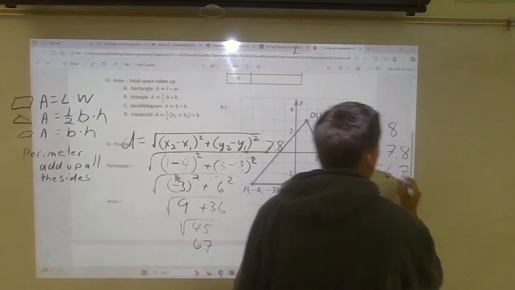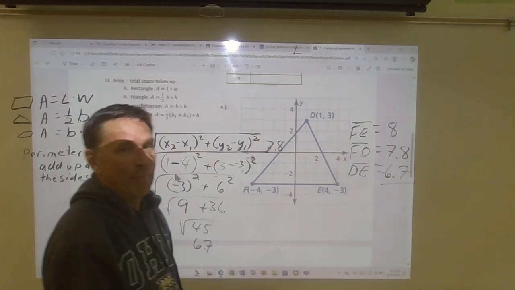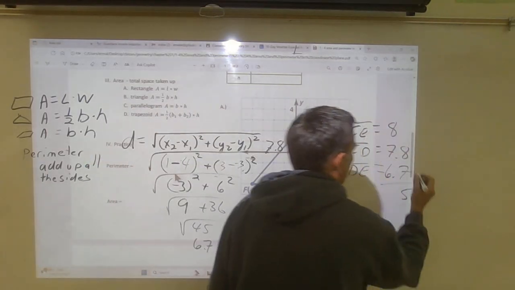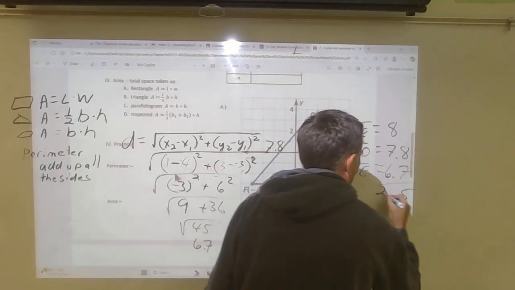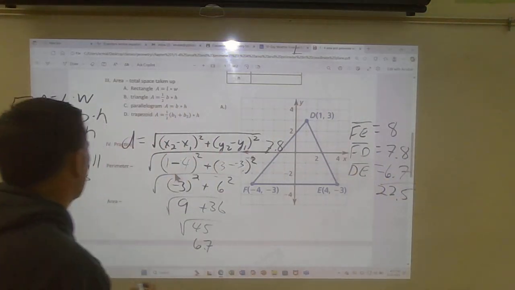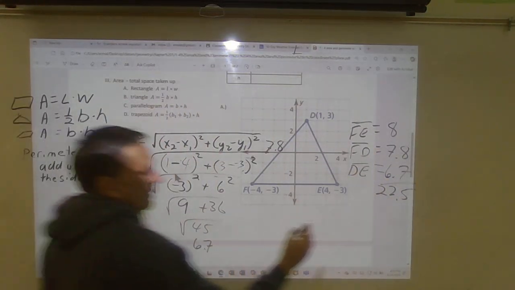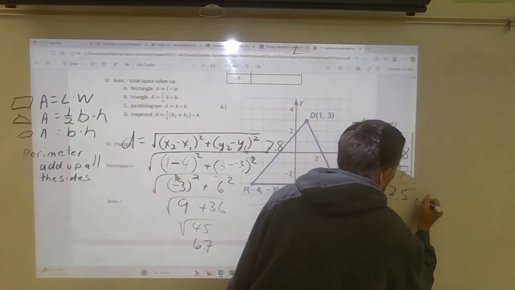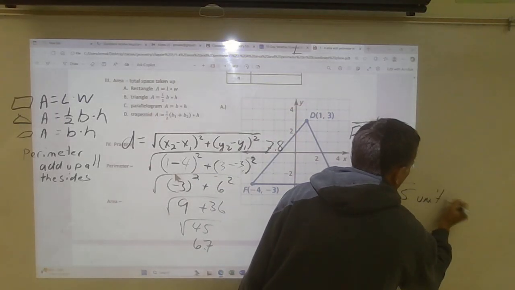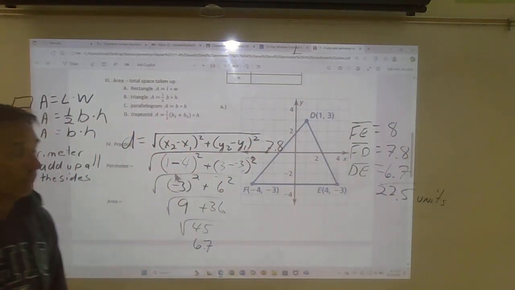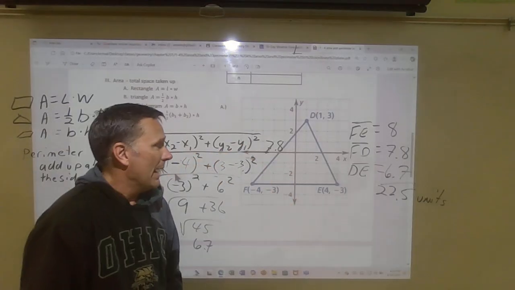Now, I have my three sides. I can add them up, and I get the perimeter for this triangle. It is 22.5 units. We found each side and added them all up.